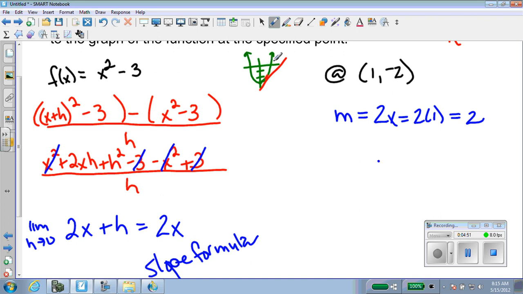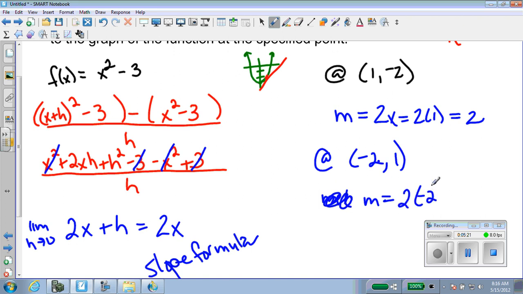Just to show, let's pick the point negative 2, 1. Okay, so then the slope at negative 2, 1, we're predicting the slope would be some negative number. So the slope would equal 2 times negative 2, which would be negative 4. So we'd have a negative slope of negative 4 for the tangent line over here.